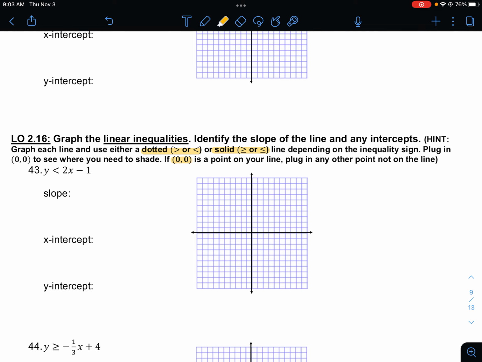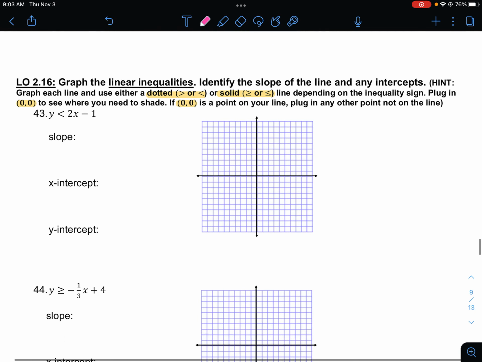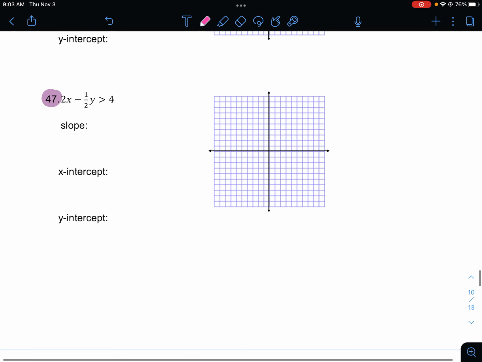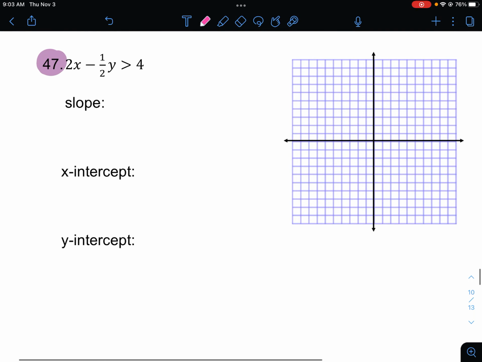If 0, 0 is on your line, then you need to plug in another point that is not going to be on your line, like 0, 1, that might be an easy point. As long as it's not on your line, you can plug it in. So let's look at this one. I chose this one because there's a fraction. Don't be worried about that, okay? We will solve it. This one's in standard form. So we're going to do it just like we were doing before.